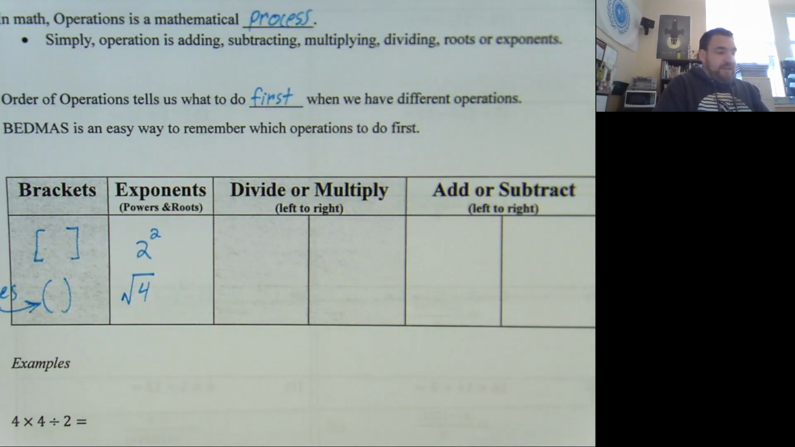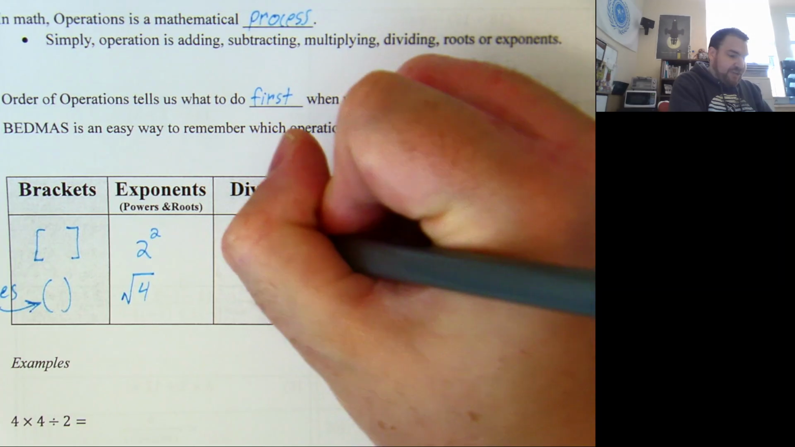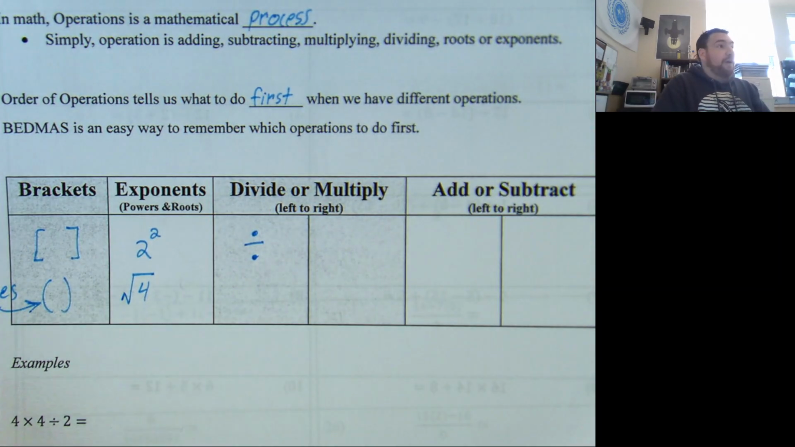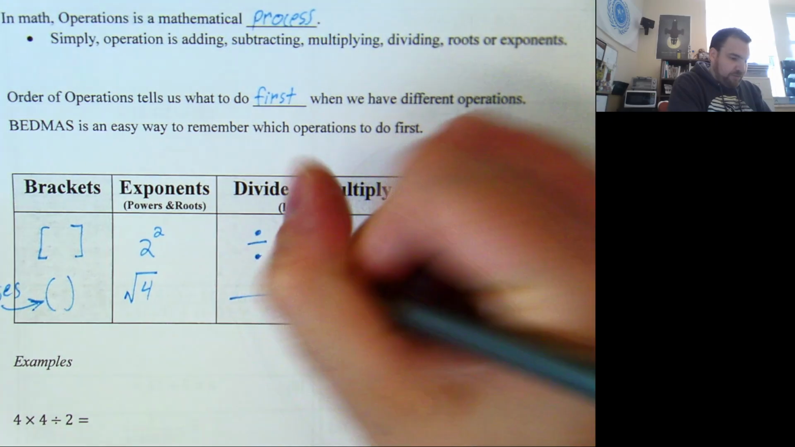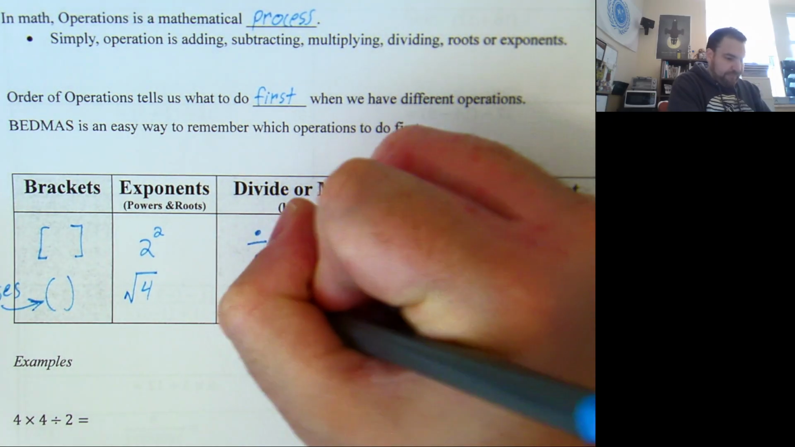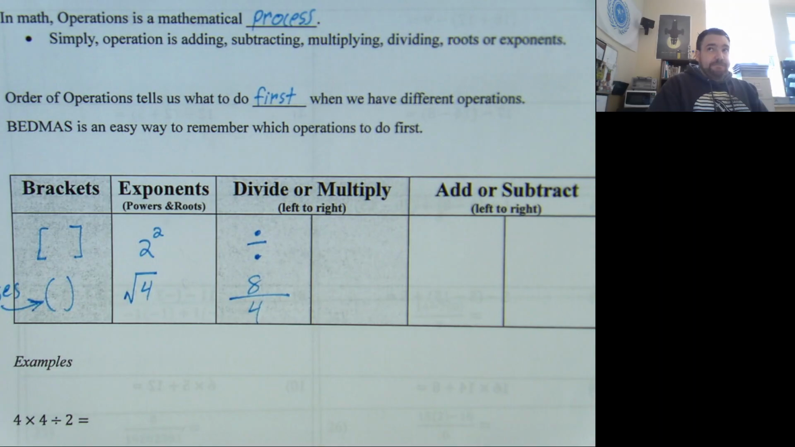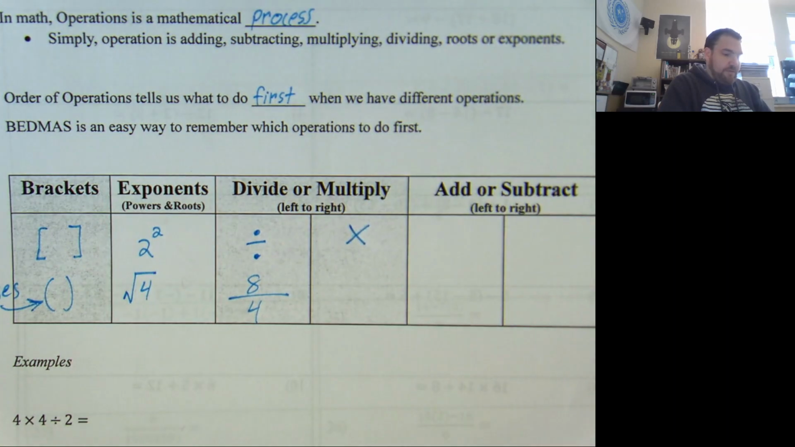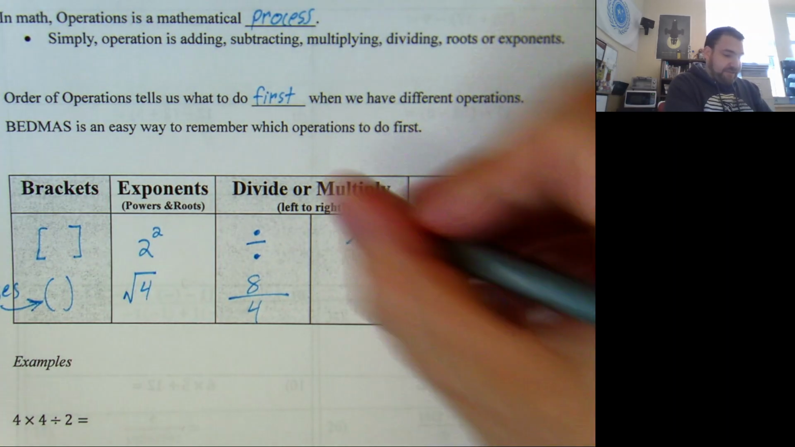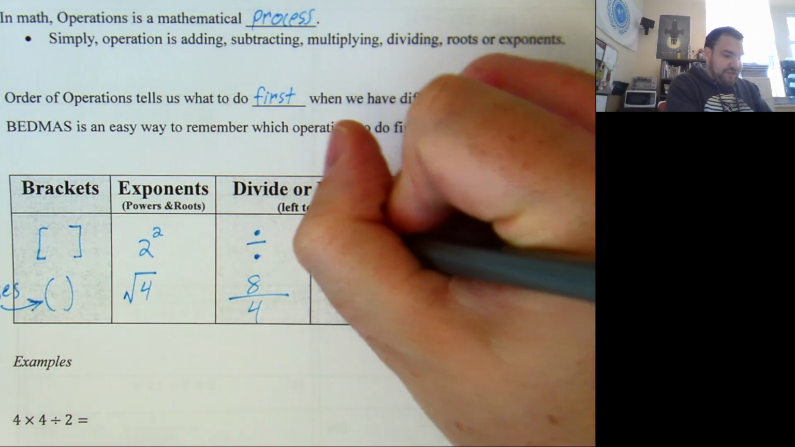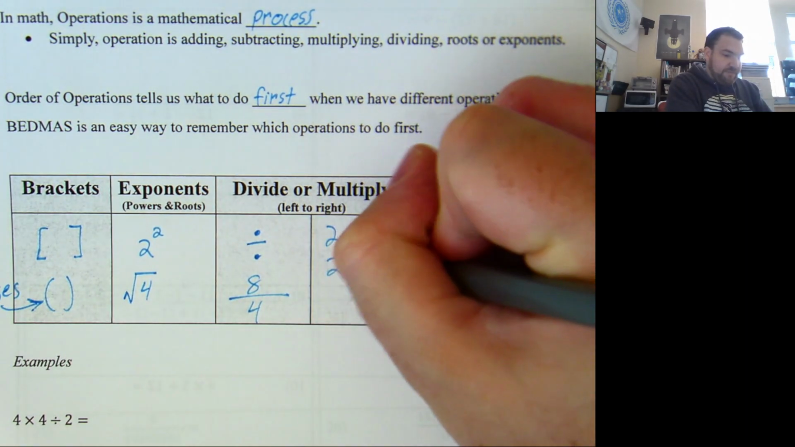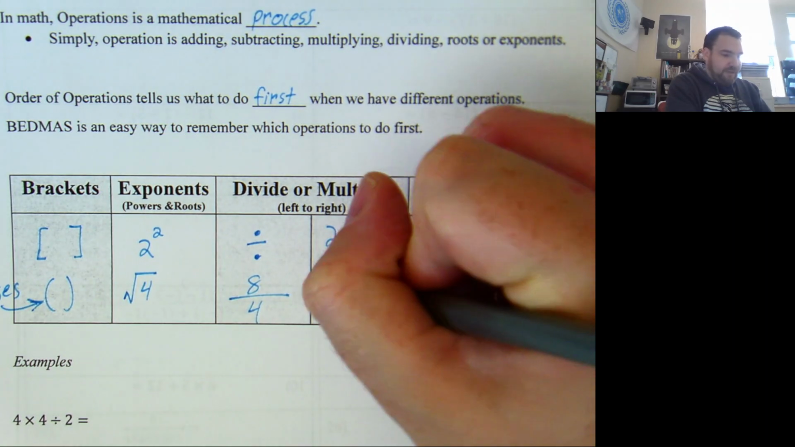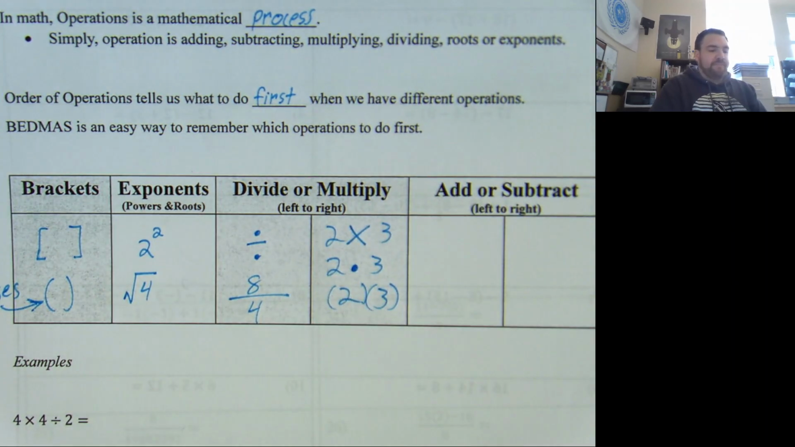And then division and multiplication show up next, whether it's actually divided like this or whether it's written as a fraction. Multiplication, whether it's an X, a dot between two numbers, the brackets everywhere.